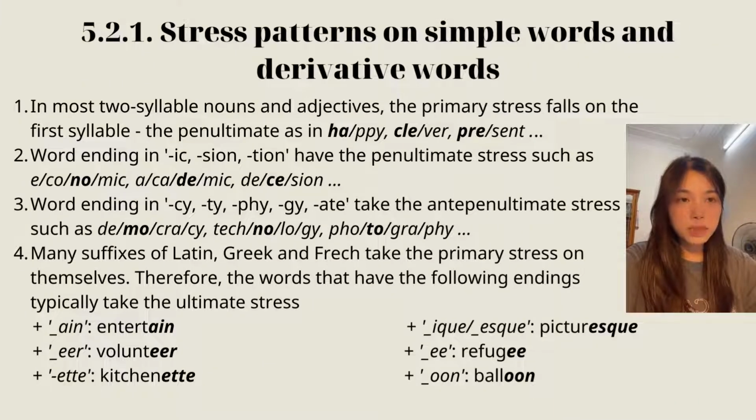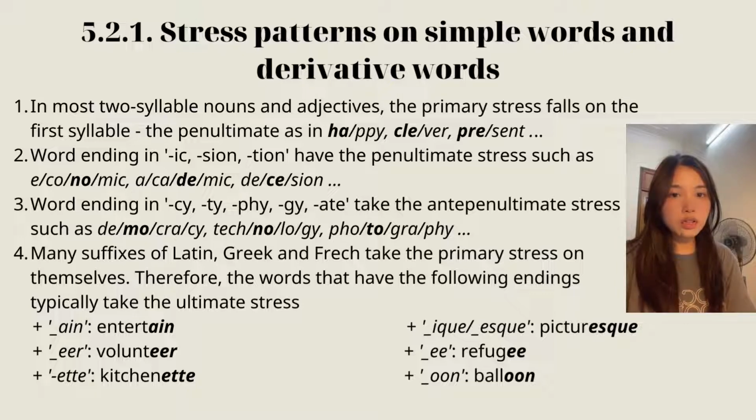Number 1. Stress patterns on simple words and derivative words. In most two-syllable nouns and adjectives, the primary stress falls on the first syllable, the penultimate, as in happy, clever, present. Words ending in -ic, -sion, -tion have the penultimate stress, such as economic, academic, decision.